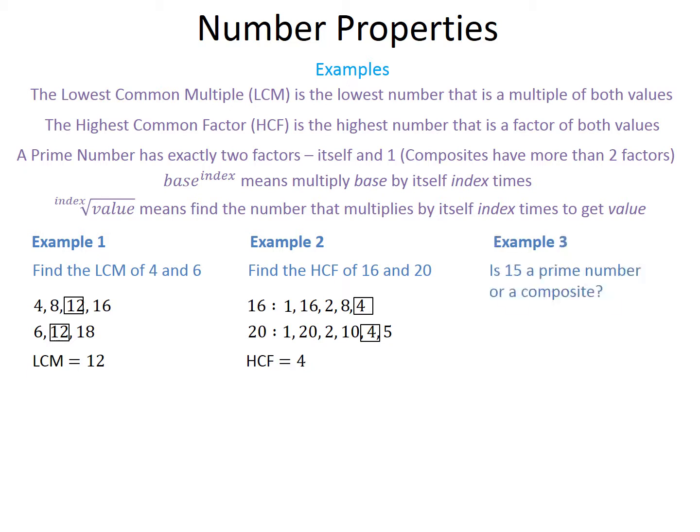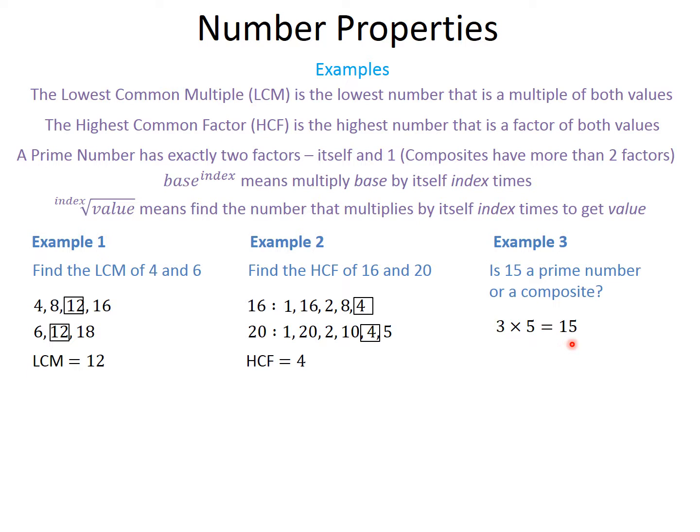The next example is to do with the prime numbers. We want to know if 15 is a prime or a composite number. Remember, all we need to do is know, does 15 have more than 2 factors? And so I'm just going to see, is there anything that I can multiply to get to 15 except for 1 and 15? And in this case there is. There's 3 times 5.